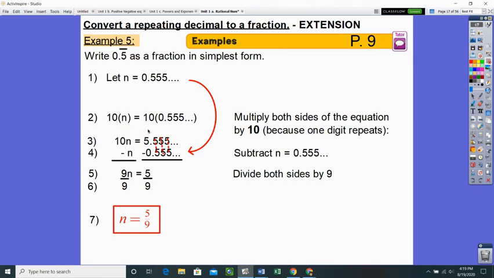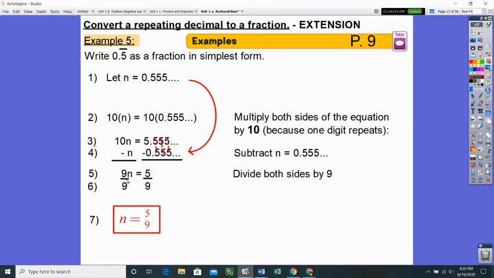I got 10n on the left, and when I multiply by 10 here, the decimal is going to go around the 5, and I'm going to end up with 5.55555. I'm going to bring down n equals 0.555, and I'm going to line it up, and you're going to notice I'm putting a minus. So I'm going to take the 10n and subtract n on this side, and on this side, I'm going to subtract what n equals, which is that 0.555. And what it does is it takes away the repeat and leaves just the 5.